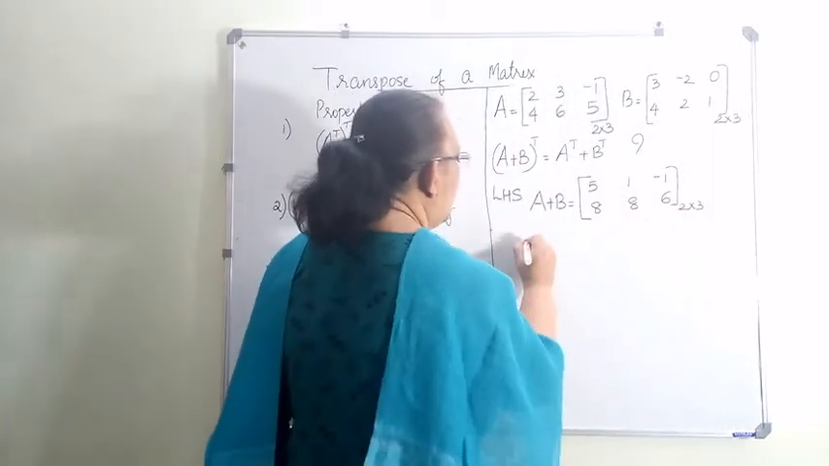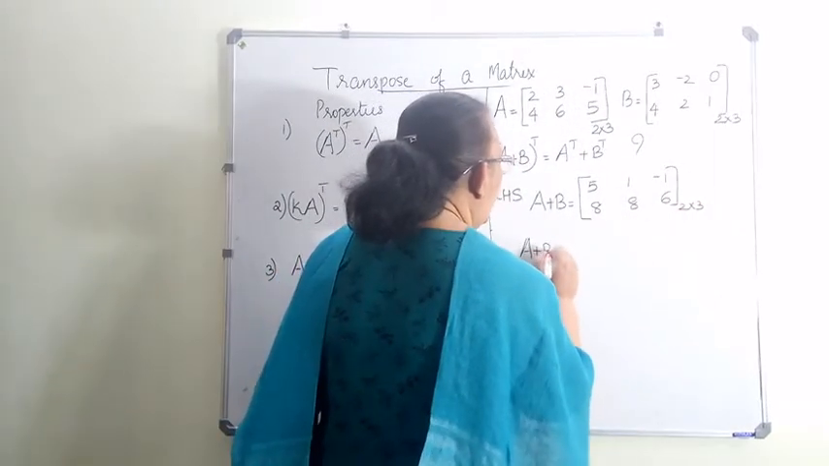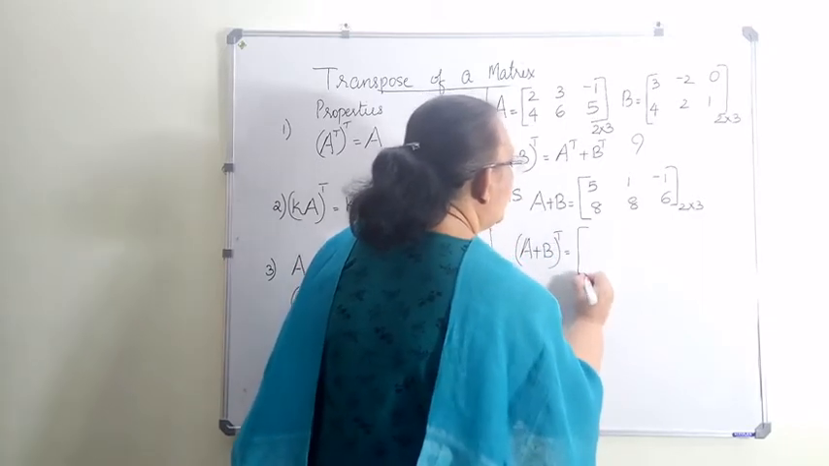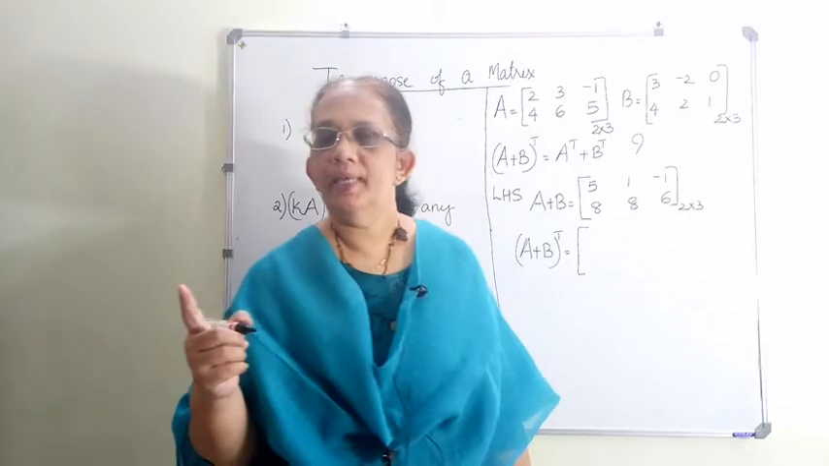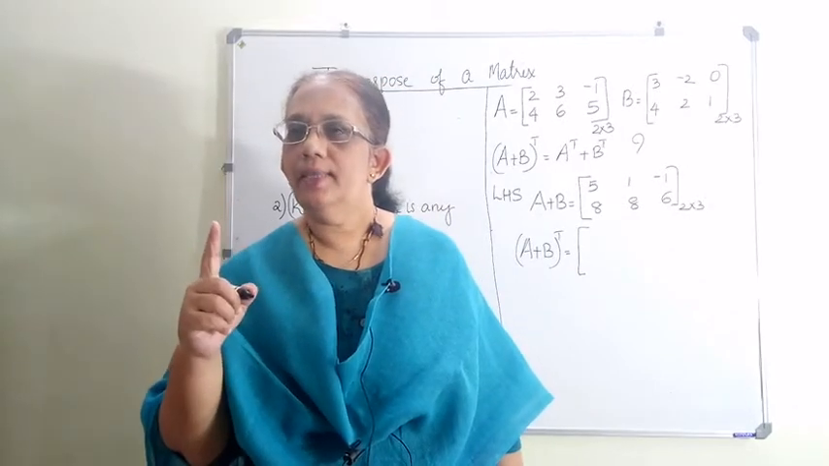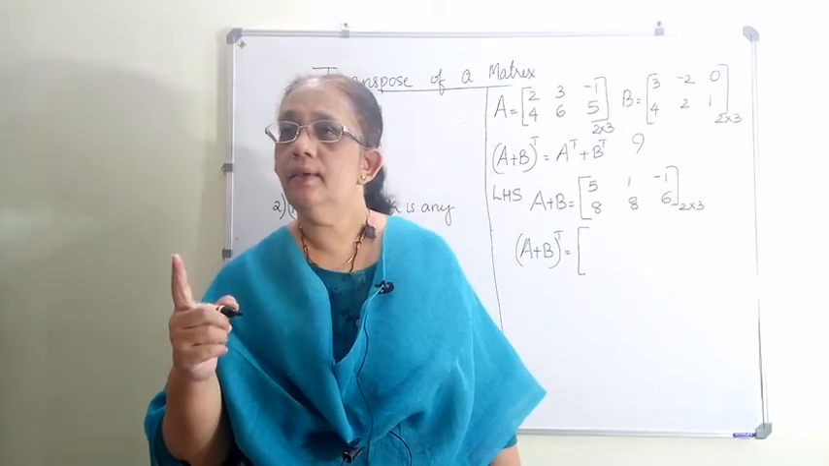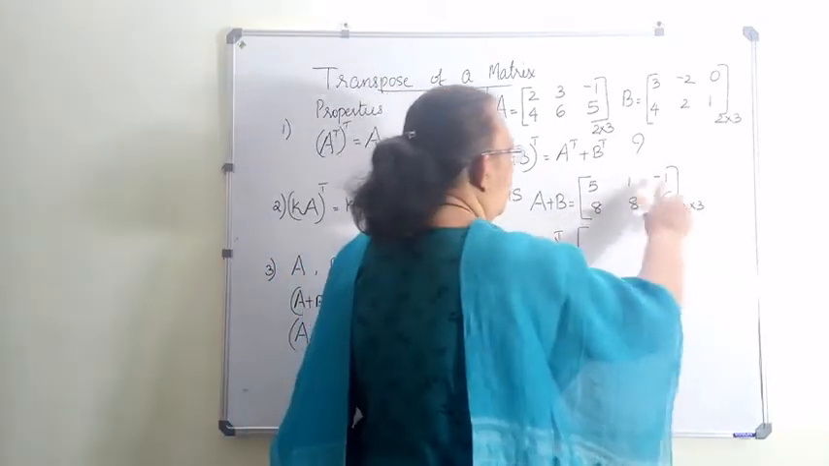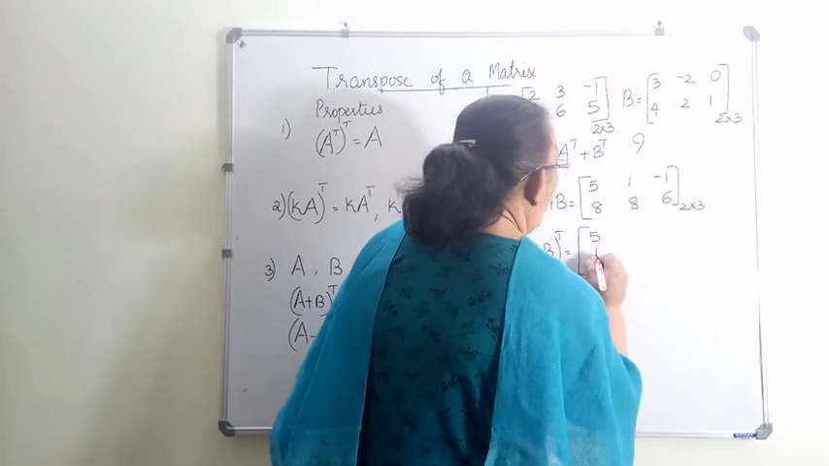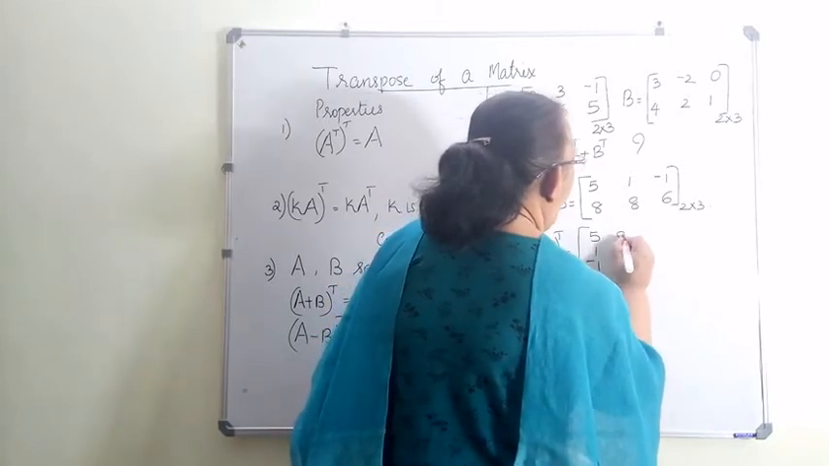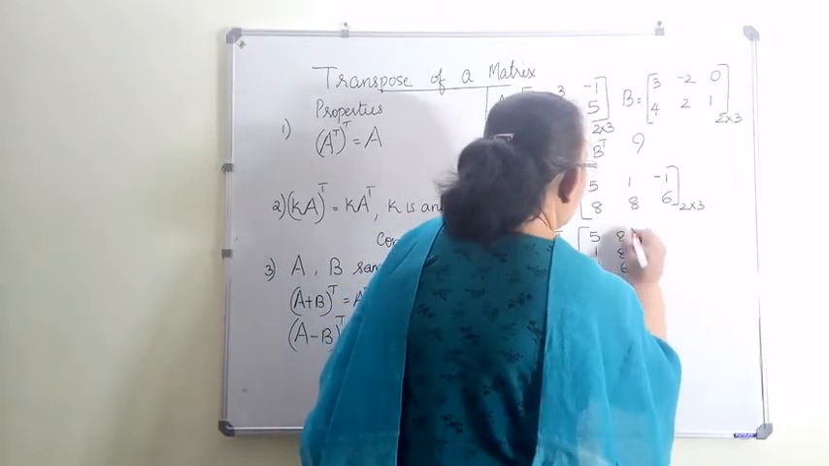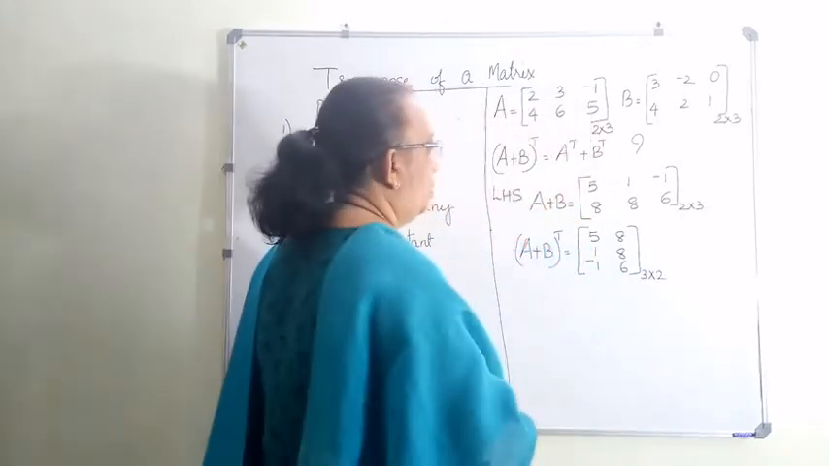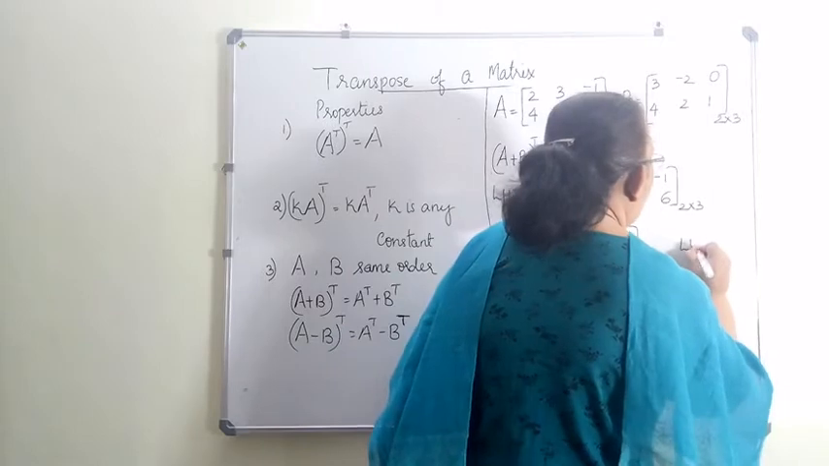The LHS is A plus B the whole transpose is equal to, how do you get the transpose? One of you give me the answer. Yes, how do you get the transpose? Interchanging rows and columns. So, rows become columns: 5, 1, minus 1, 8, 8 and 6. And what will be the order? It is of order 3 by 2. So, this is your LHS.